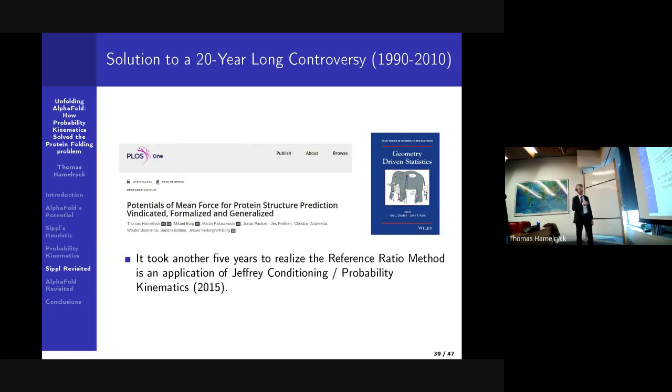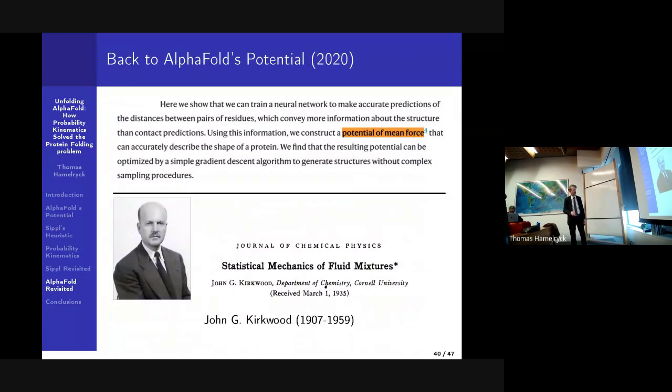So we published this in 2010. That solved a 20-year-long big discussion about potentials of mean force. We were very happy to discover this probabilistic explanation. And it actually took us another five years, 2015, to realize that we had stumbled across Jeffreys conditioning. Somebody told us, oh, what you have here is nothing else than Jeffreys conditioning. And that was then published in this book, joint work with Kanti Mardia, Geometry-driven statistics, where we also finally showed that this is nothing else than Jeffreys conditioning.